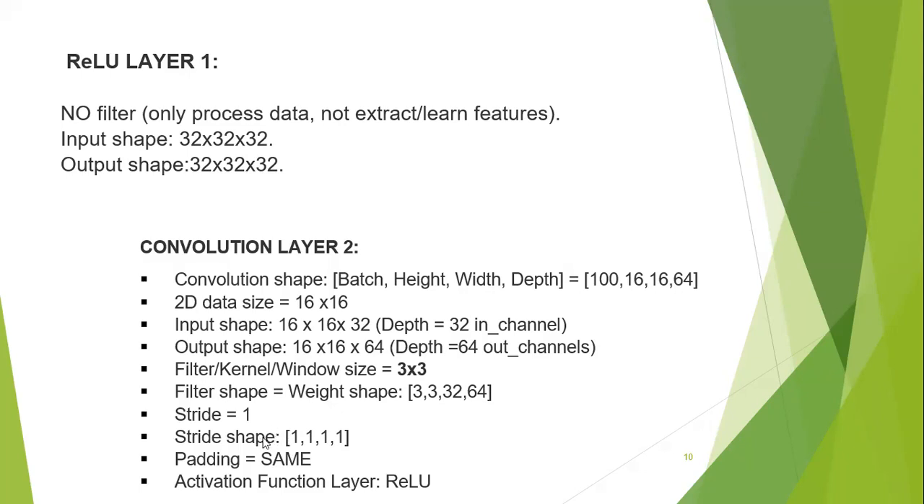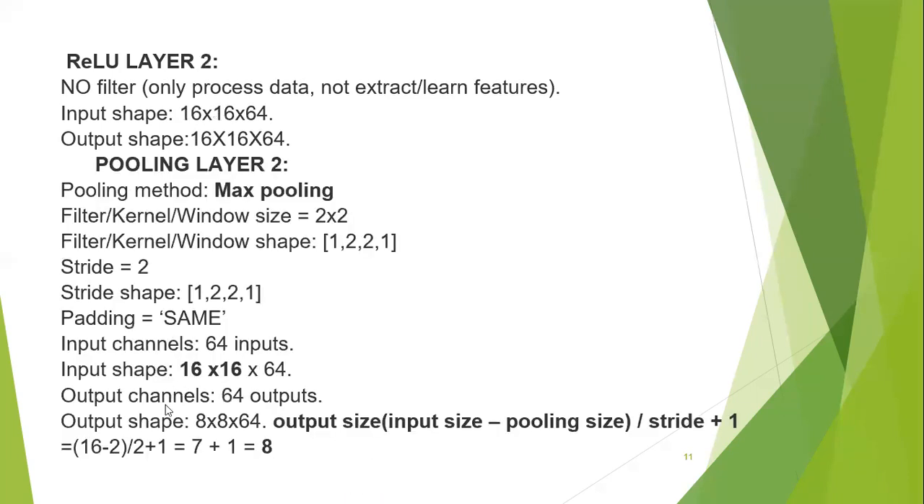We keep the same stride shape 1, 1, 1, and for padding we keep the same padding in order to preserve all the spatial dimensions in our image. Also, we use a ReLU activation function. For the ReLU layer, no need to do anything, just process the data, no need to extract any features. And then we use the pooling layer.